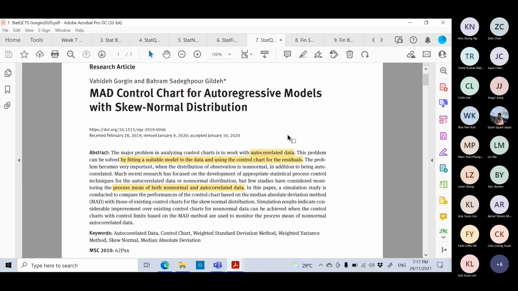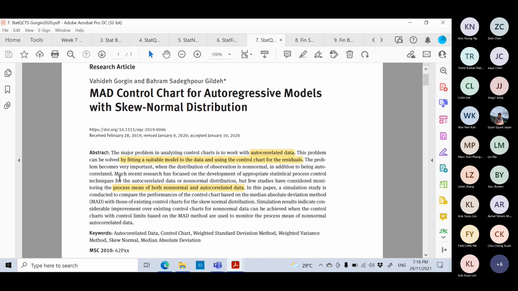Okay, so they also provide the justification why they need to do that. You can read that the major problem in analyzing the control chart is with auto-correlated data. This problem can be solved by fitting a suitable model to the data and using a control chart for the residual. Okay, so the problem becomes very important when the distribution of the observation is non-normal in addition to being autocorrelated.